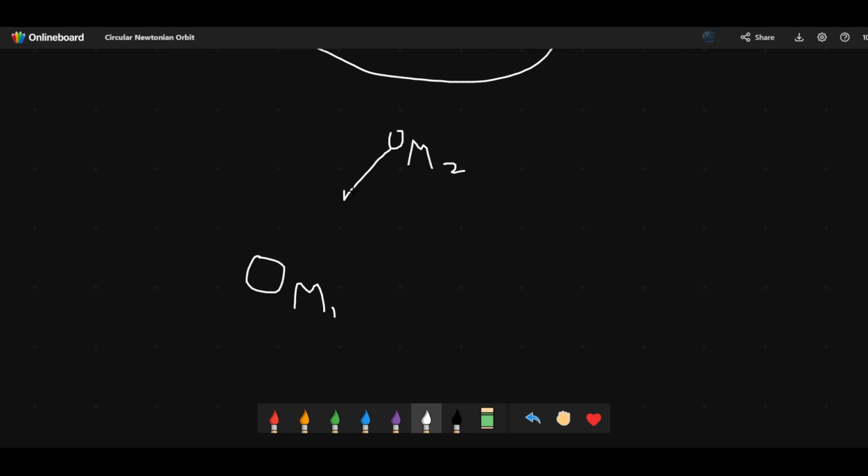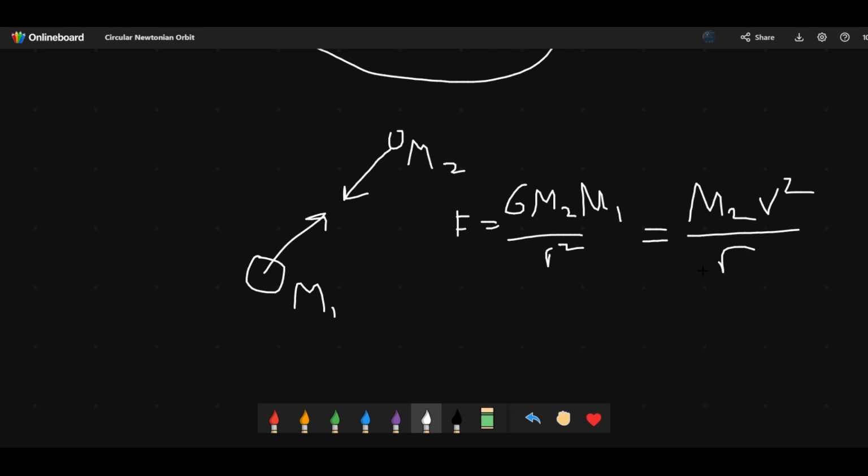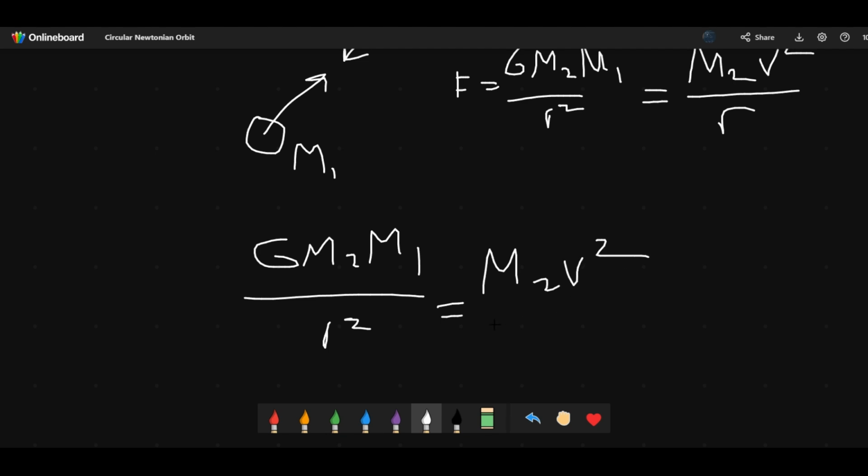This force right here is the gravitational force, denoted by G m m over r squared, where we can replace these masses with the notation that we use. In this case, this equals the centripetal force, or m2 v squared over r. This gives us the following equation: G m2 m1 over r squared equals m2 v squared over r.